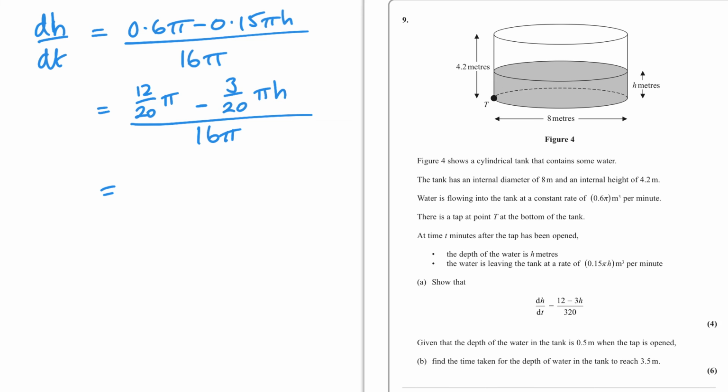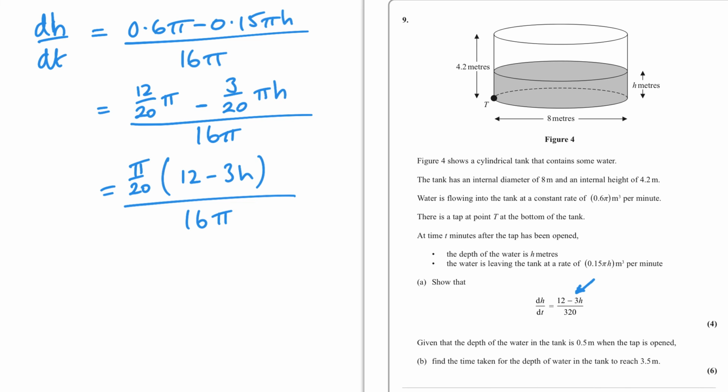And then factorising out the top, I'm just going to factorise out 3 over 20. No, actually I'm not, because looking here, there's a 12 and a 3 in there, which is what we've got. So let's just factorise out pi and the 20. That'll leave me 12 minus 3h inside over 16 pi.